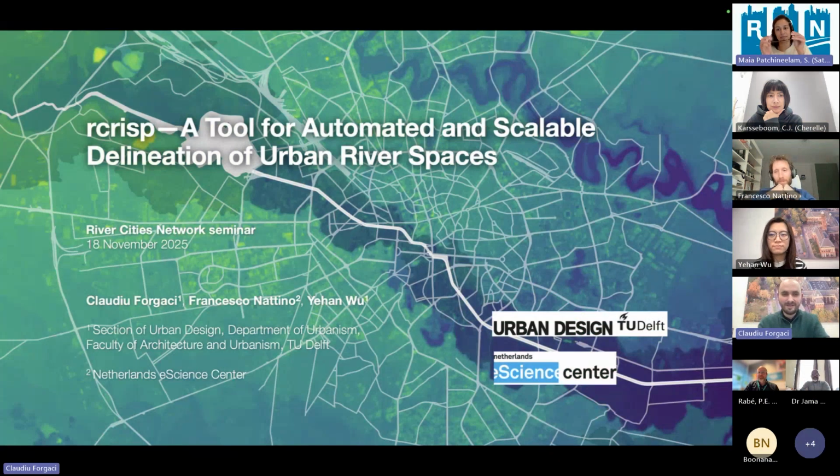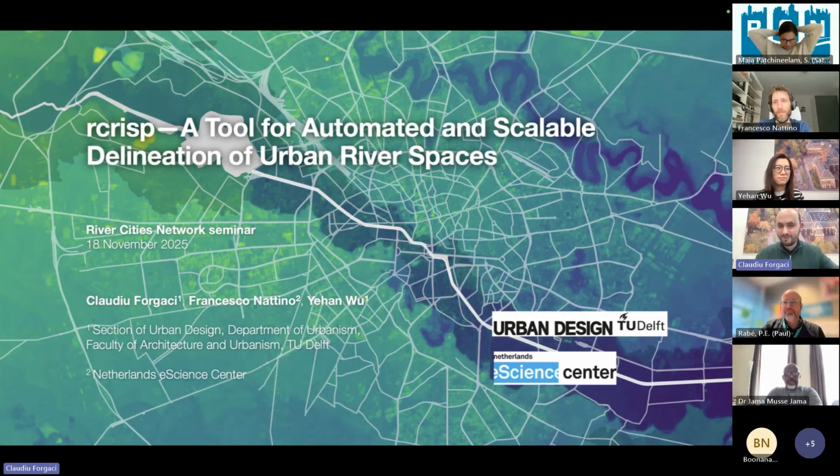Yes, hello. So, hi everyone. Yehan, myself from TU Delft, and Francesco from the Netherlands Science Center are very happy to present you Rcrisp, which is a tool for automated and scalable delineation of urban river spaces.